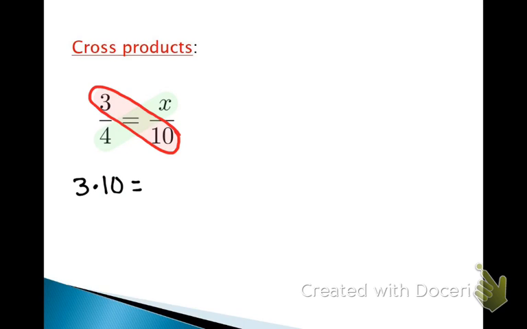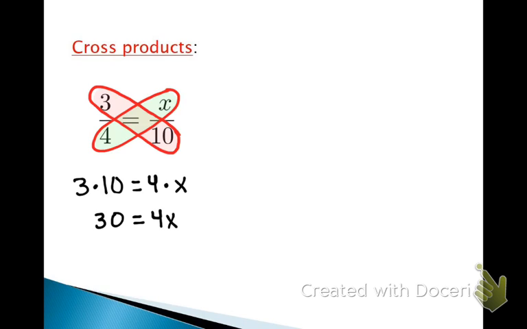Now 3 times 10 is going to equal something else that is also diagonal from each other. What other numbers are diagonal from each other? The 4 and the x. So this basically means you have to multiply those because it's a cross product. That means we're going to be multiplying 4 times x. What is 3 times 10? 30. What is 4 times x? 4x.